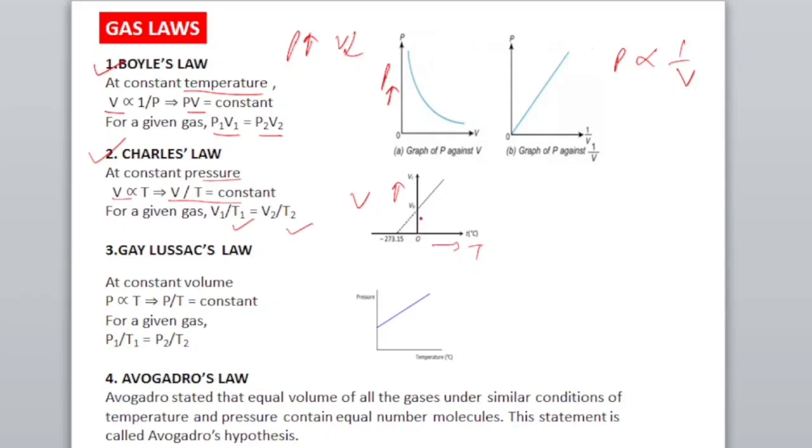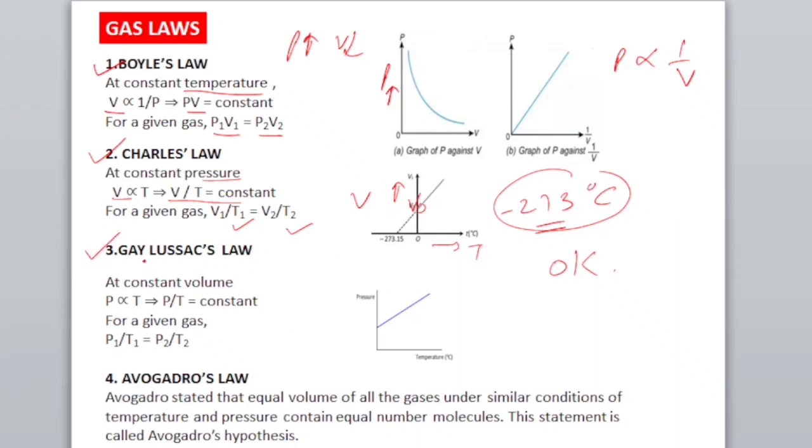But at 0 degree centigrade, volume is not 0. It has some initial volume V0. It becomes 0 at the temperature minus 273 degree Celsius. The temperature at which volume becomes 0 is called absolute zero temperature. We already discussed this in thermal properties of matter, or you can say 0 Kelvin. This graph is in degree Celsius, right?